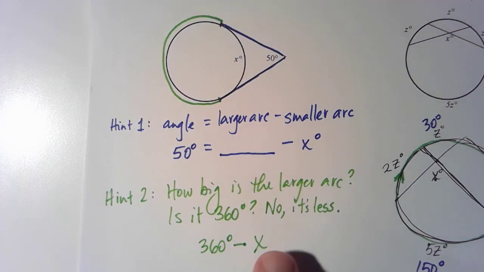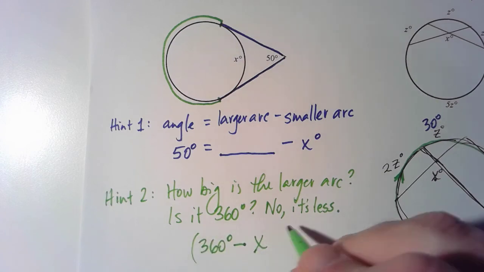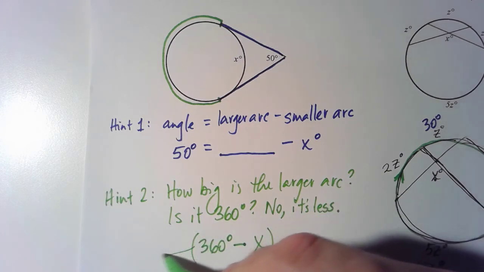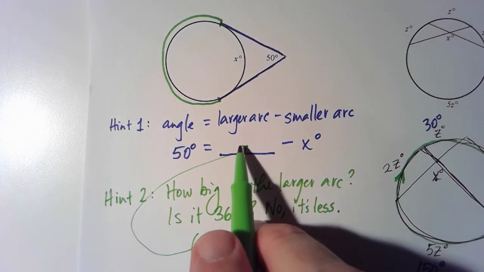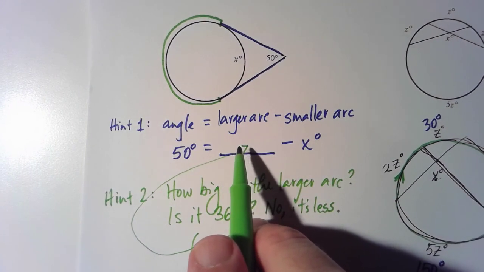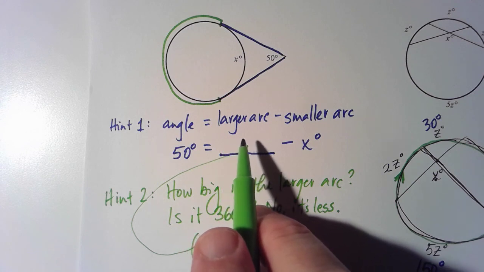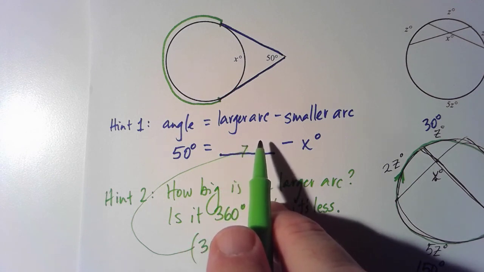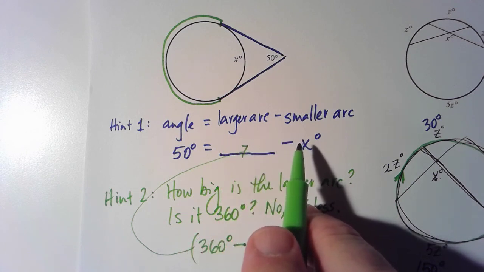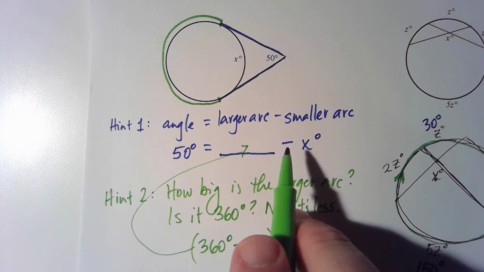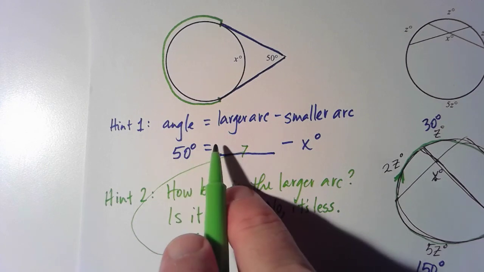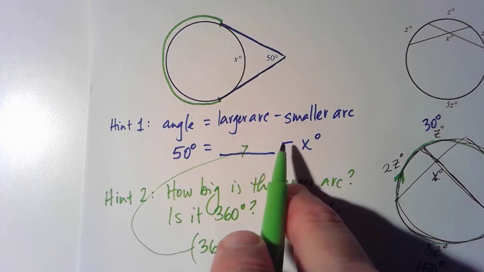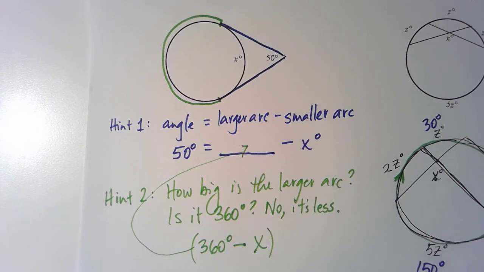So that is the size of the larger arc. You're going to go ahead and put that in there. Did I say put 360 degrees in there? No. You're putting 360 degrees minus x minus x. How many times did I say x? There are 2 x's in this equation. So 50 degrees equals 360 minus x minus x. I'll let you do the algebra.